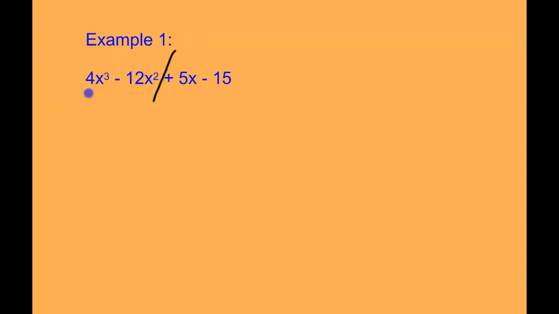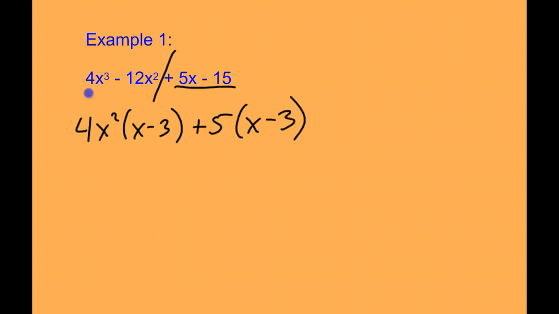So, in the first, I have 4x cubed minus 12x squared. I factor out a 4x squared. That is the greatest common factor, which leaves x minus 3. Out of the second pair, I now look at 5x minus 15. I can divide 5 out of both of those. And then when you look at this, hopefully you're recognizing that our parentheses end up being the same.